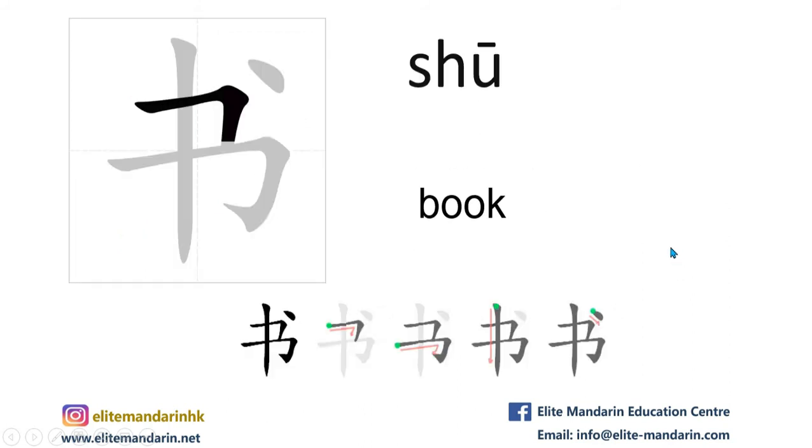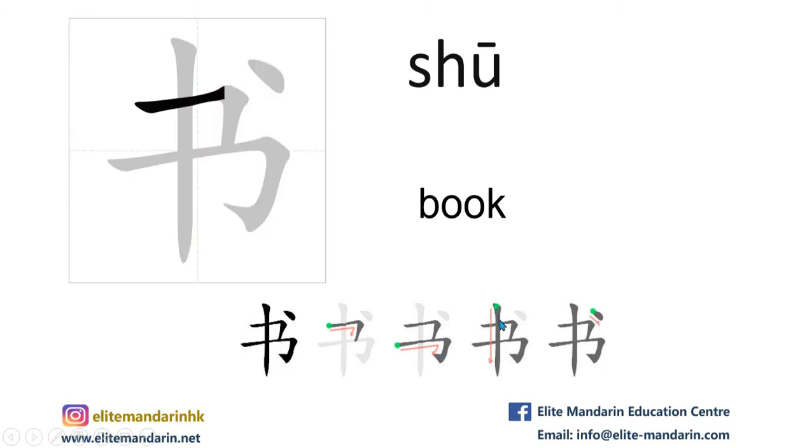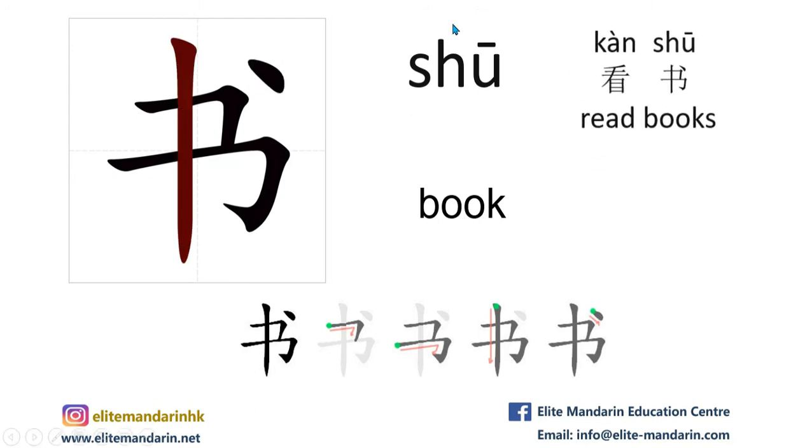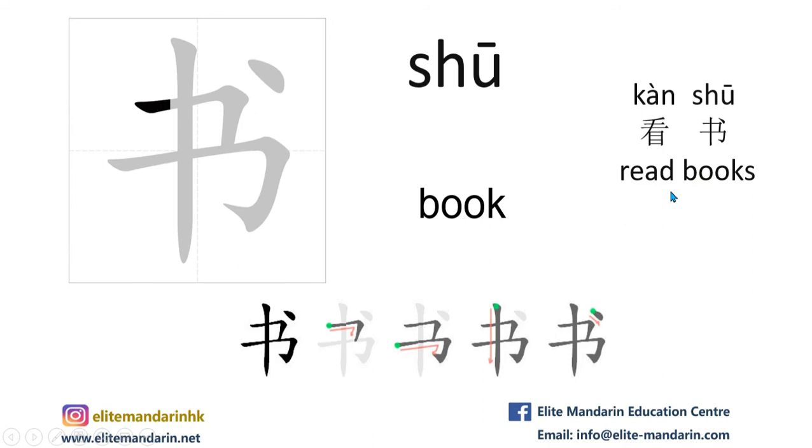Next, 书. It means book. The stroke order is 横折, 横折钩, 竖, 点. 书. We can say 看书, it means read books.